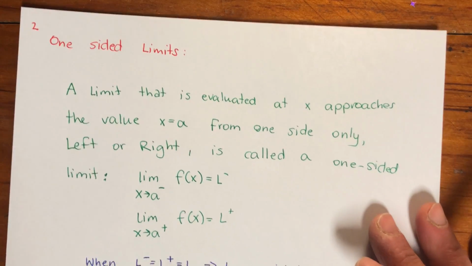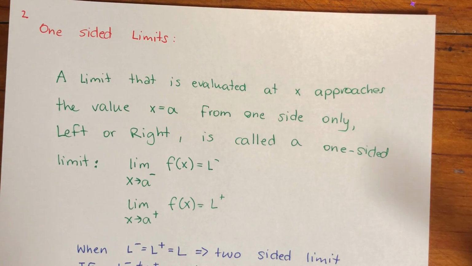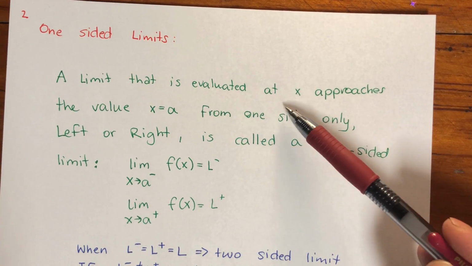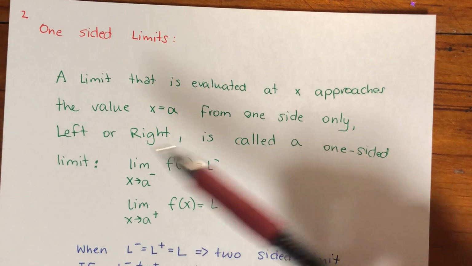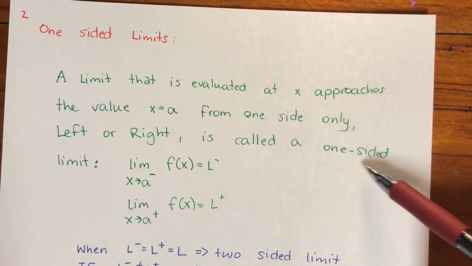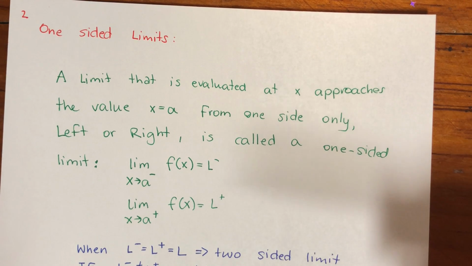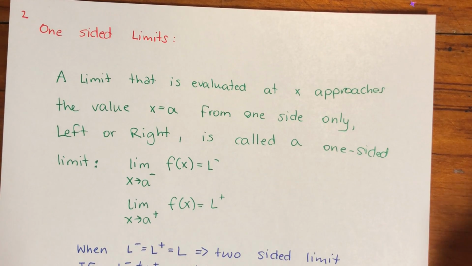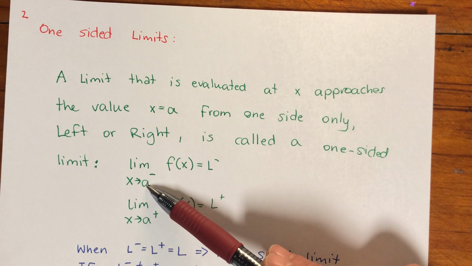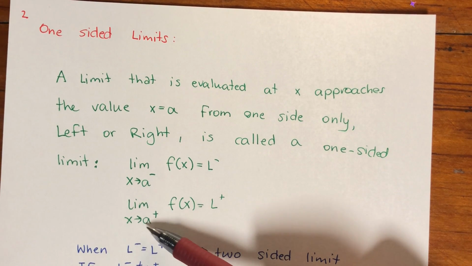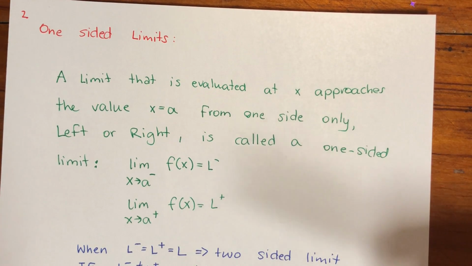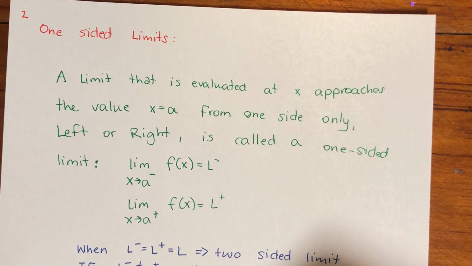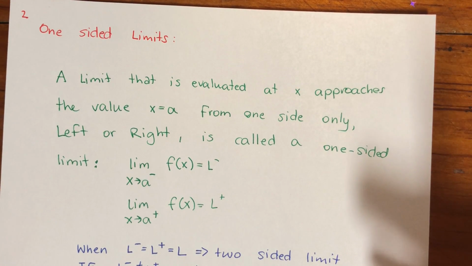Well, we've already discussed this looking at the graphs, but I just want to remind you that a limit that is evaluated as x approaches the value x is equal to a from one side only, can be left or right, is called a one-sided limit. So notice that we may have a one-sided limit, and again, as x approaches some number from the left side, or as x approaches some number from the right side. And when those two limits are equivalent, then we can say that it is a two-sided limit at that point. If they are not, the two-sided limit does not exist.